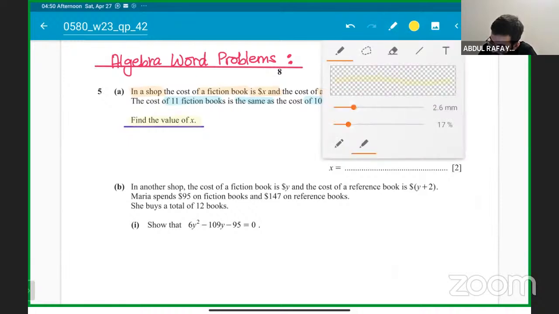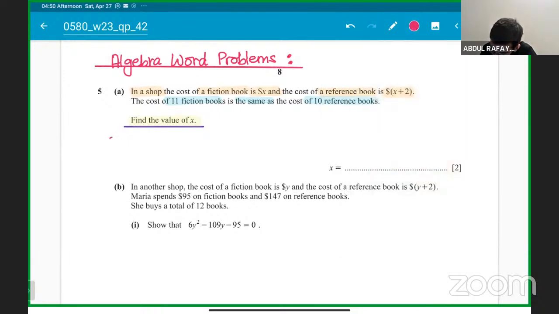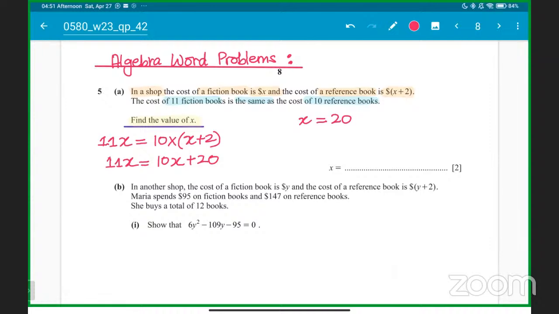We can say, sir, that 11 fiction books will be costing, if one book costs X dollars, 11 fiction books will cost 11X dollars. And if one reference book costs X plus $2, so 10 reference books will cost 10 times X plus 2. So we just have to equate that and get the value. Guys, understood? So it will be 10X plus 20. So 11X minus 10X is X. X is equal to $20. Sir, is it correct? Right.